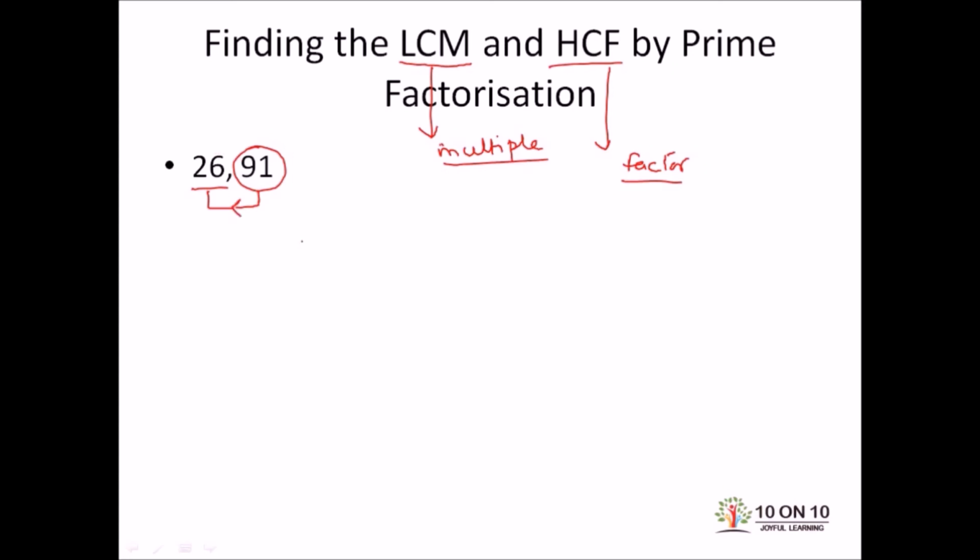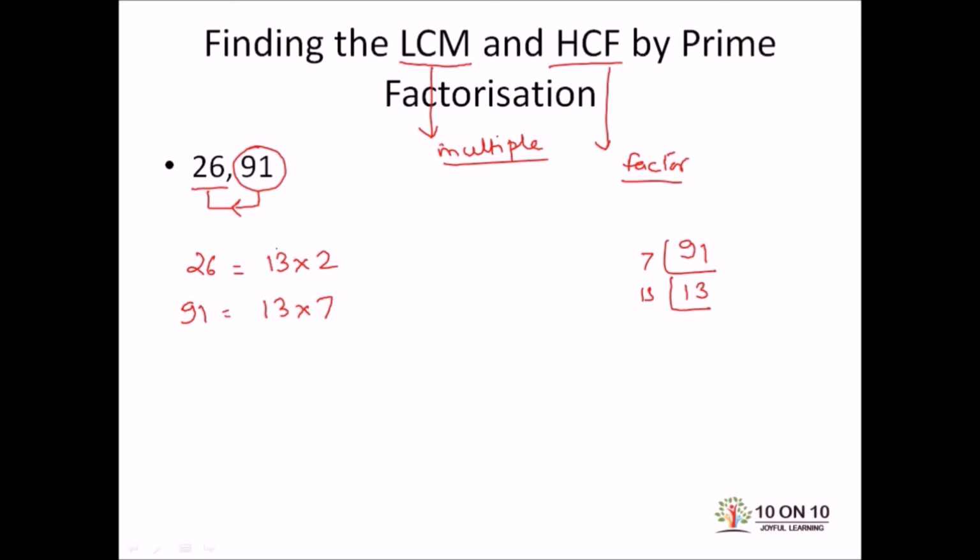So if we have to find out the LCM and HCF by prime factorization, we have to take out the factors of these two numbers separately. So 26 is 13 twos are. These are the two prime numbers. Let's see what are the factors of 91. It is 13 sevens are.